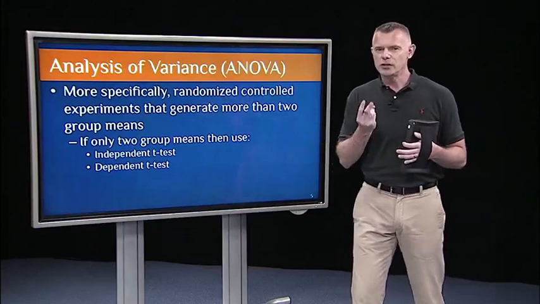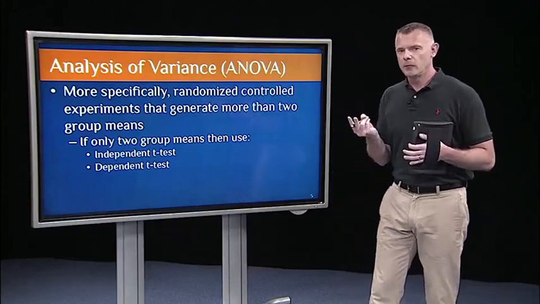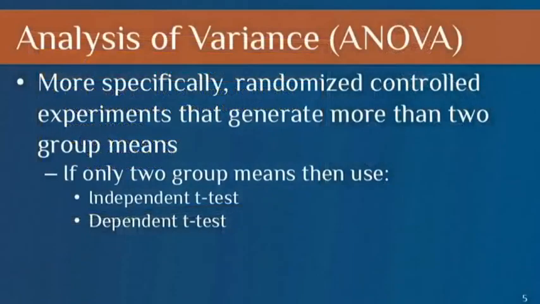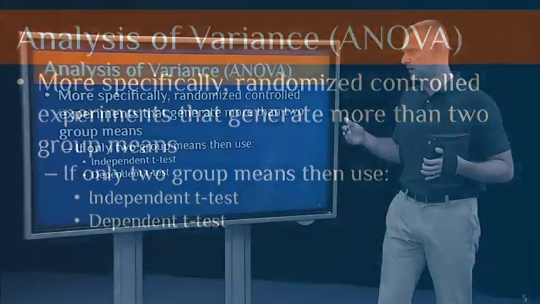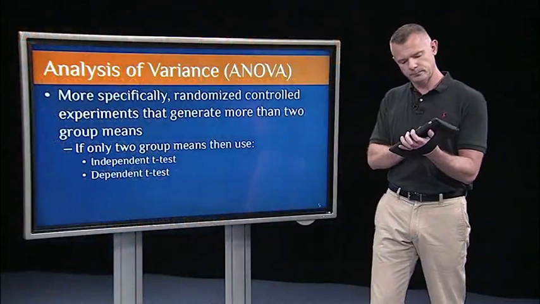If we only generate two group means, then we can just do t-tests, right? If there are two independent samples, then that's an independent t-test. And if there are two means that are from the same people, then we'll do the paired samples t-test or the dependent t-test.